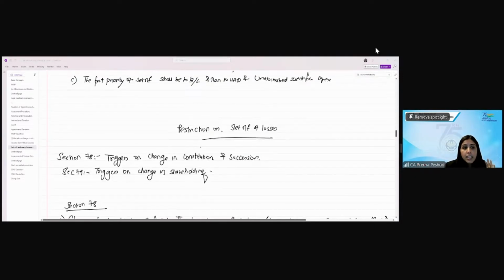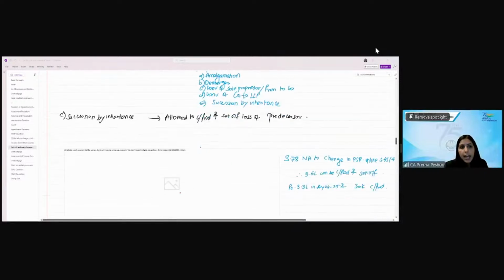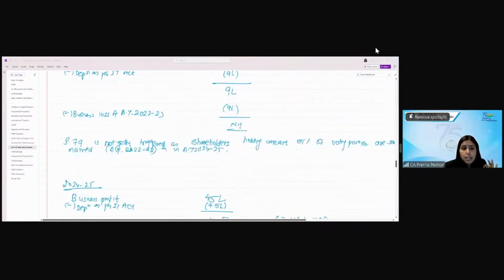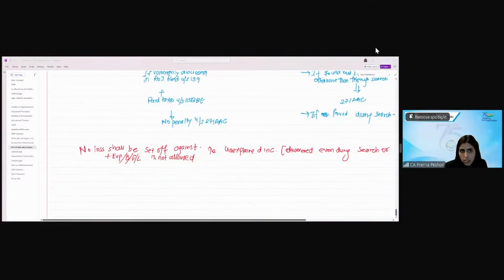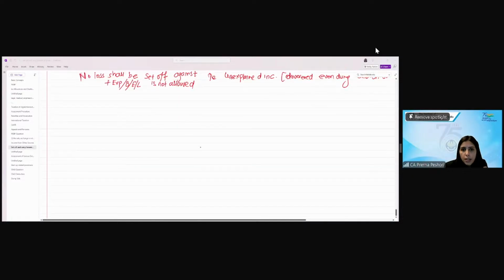amalgamation and the demerger, and the change in the constitution of the firm which results in the restriction on the carry forward and set off of the losses. So now this is very, very important to understand, students. See, as I said, normally, if you carry forward the loss, you can carry forward the loss only when you have incurred the loss. Right? Only when you have incurred the loss.